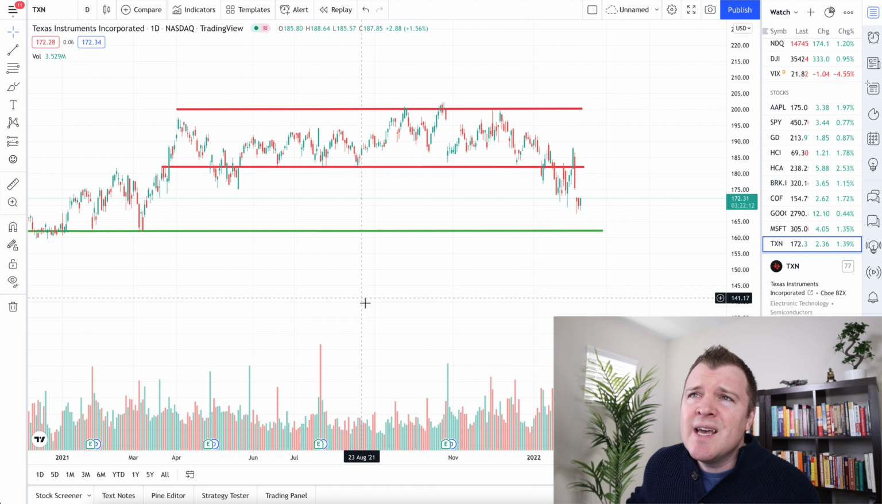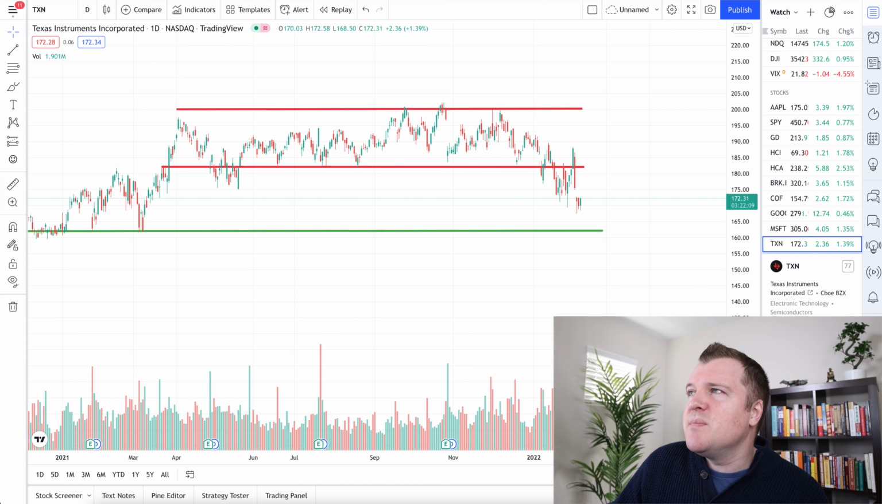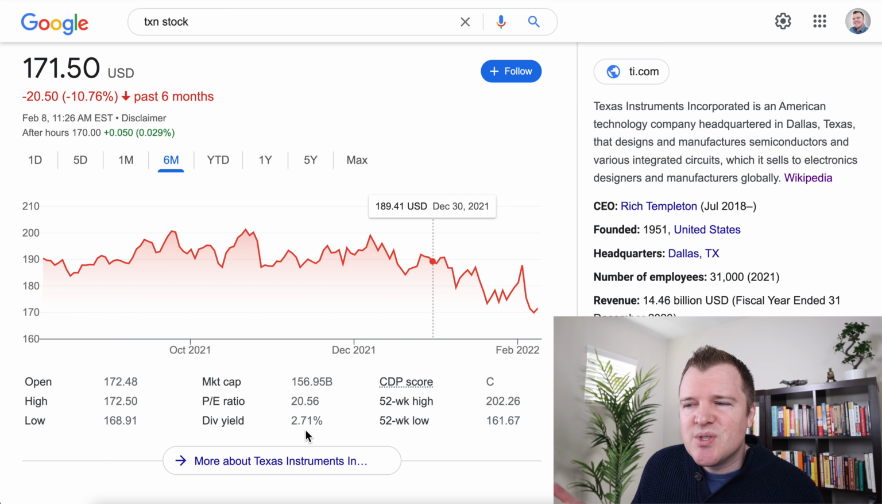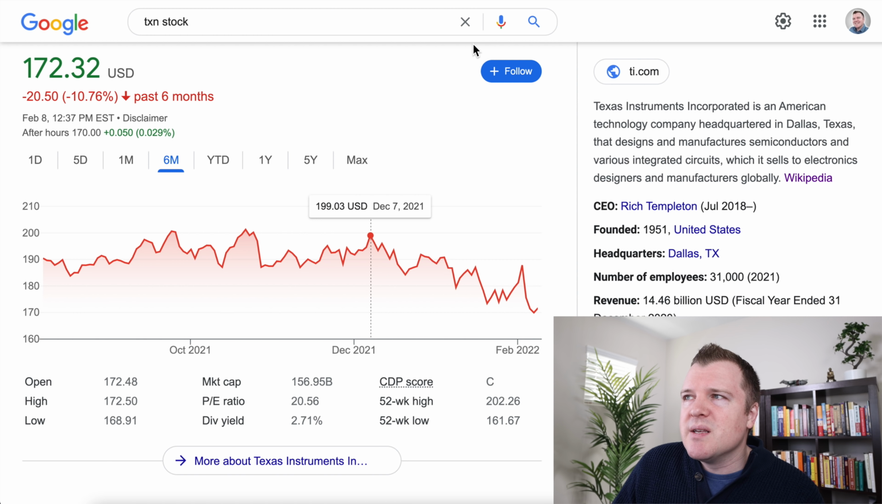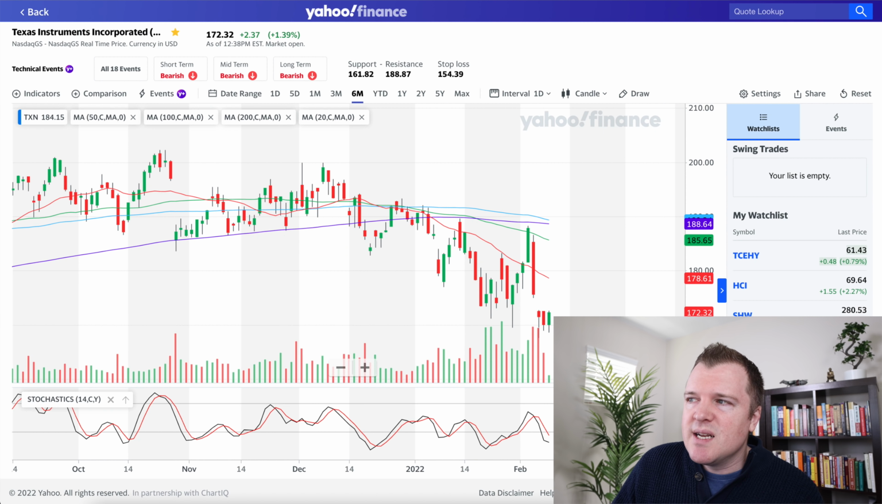Now, I don't see Texas Instruments selling off like crazy because the stock has a really nice dividend yield of 2.71%. As the share price continues to fall, the dividend yield goes up. People will buy this stock simply for the dividend. So the downside risk isn't high, but in the short term, guys, the stock isn't going anywhere.